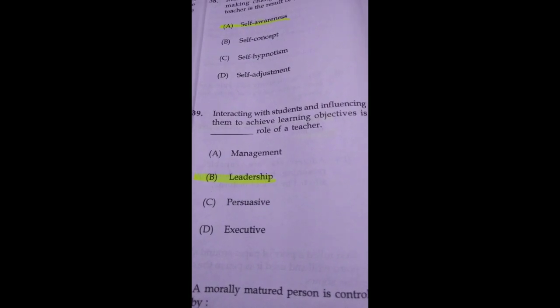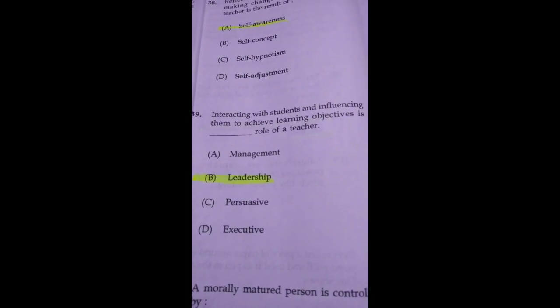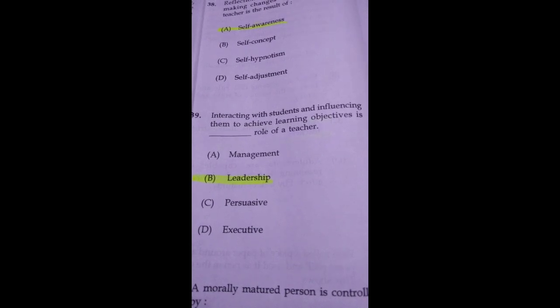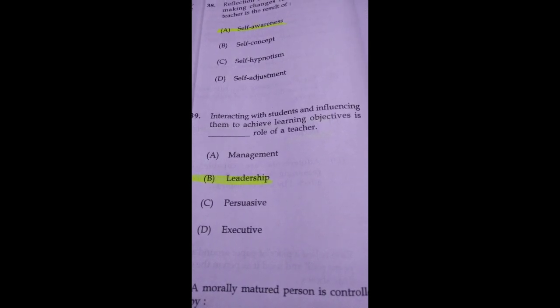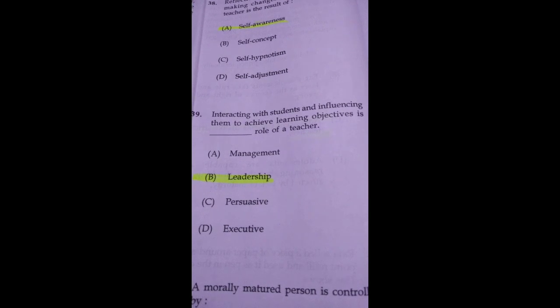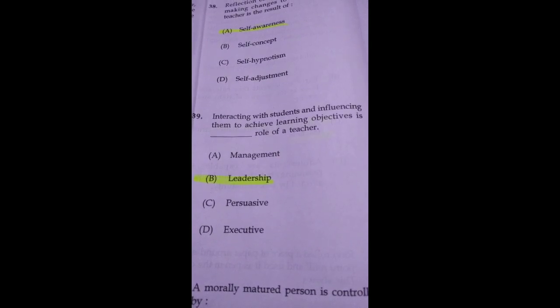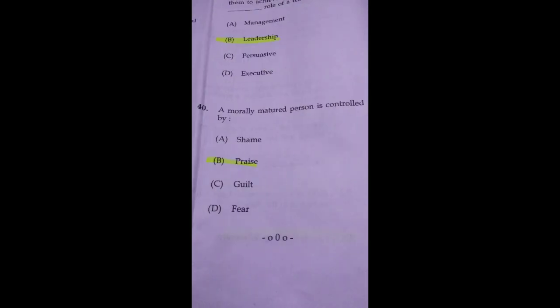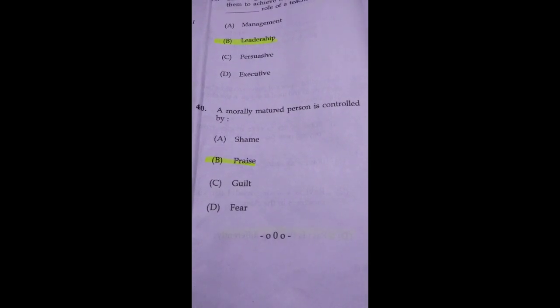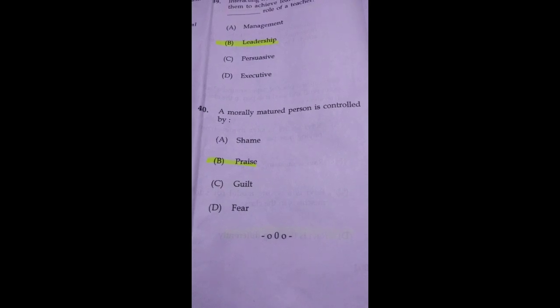Number 39. Interacting with students and influencing them to achieve learning objective is dash role of the teacher. Management, leadership, persuasive, executive. Correct answer is leadership. Last question, question number 40. A morally matured person is controlled by shame, praise, guilt, fear. Right answer is option B, praise.